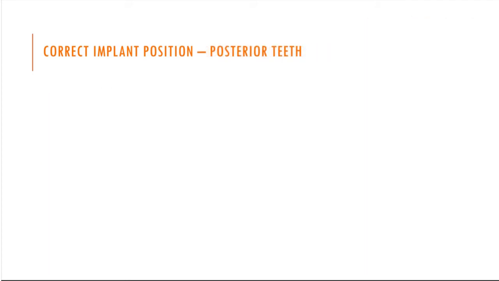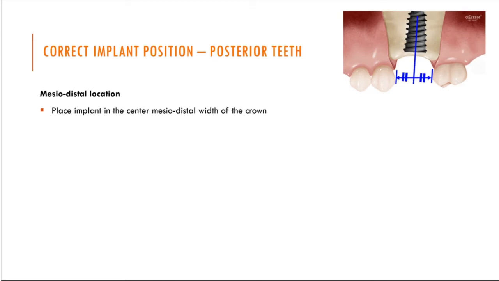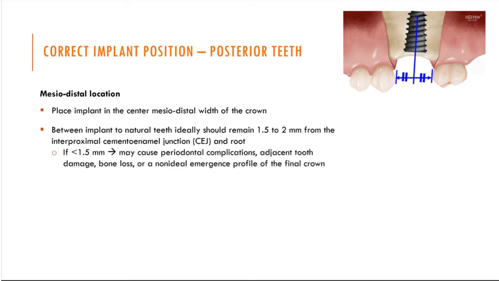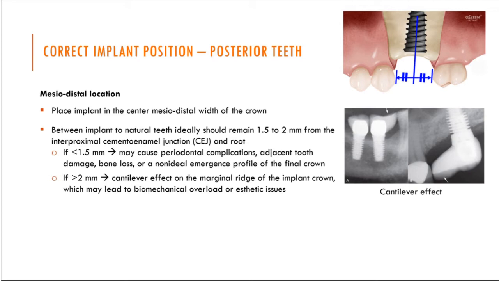For the correct implant positions for the posterior teeth, in the mesiodistal location, we have to place the implant in the center of the mesiodistal width of the crown, and between implant and natural teeth 1.5 to 2 millimeters should ideally remain from the interproximal cemento-enamel junction and root. If less than 1.5 millimeters, it may cause periodontal complications, adjacent tooth damage, bone loss, or a non-ideal emergence profile of the final crown. If more than 2 millimeters, there can be a cantilever effect on the marginal ridge of the implant crown, which may lead to biomechanical overload or esthetic issues.